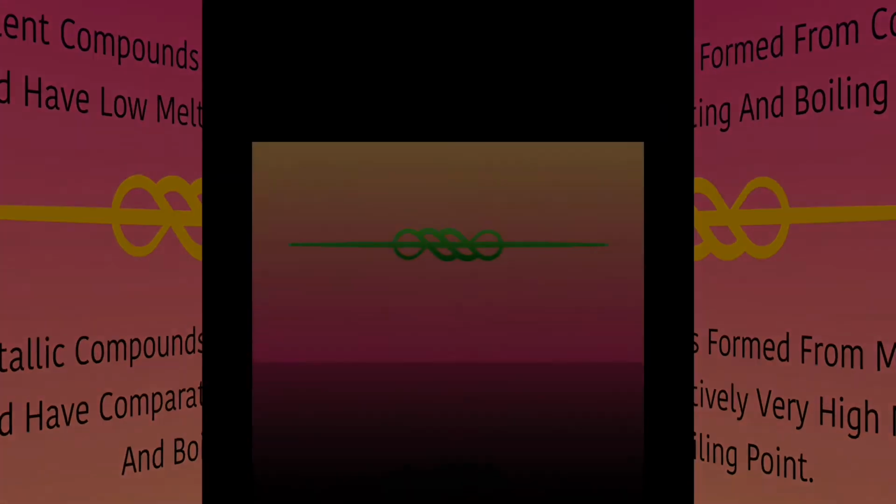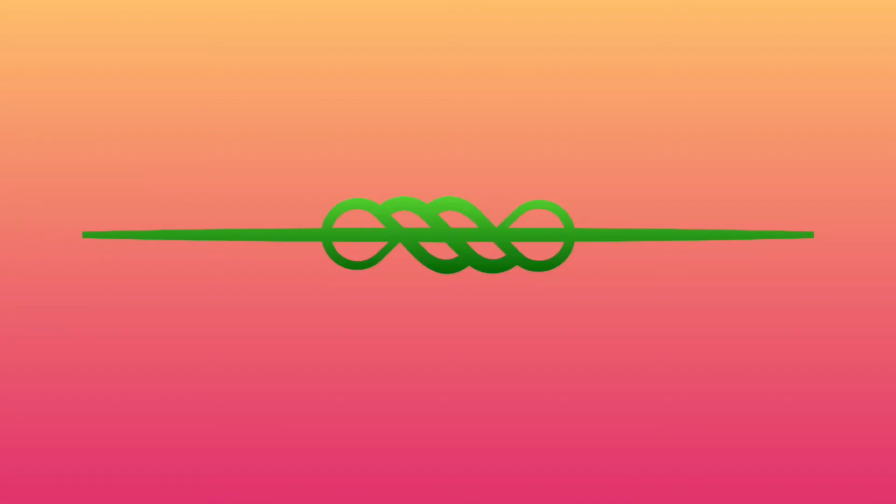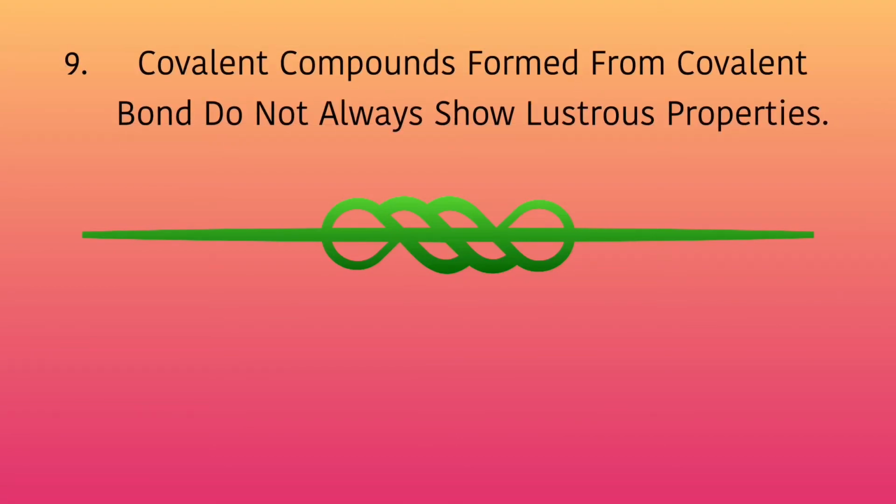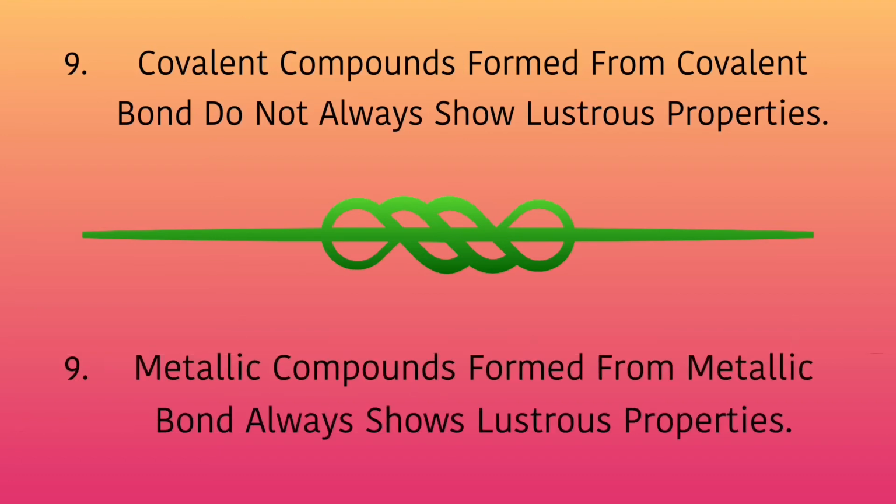Now let us consider the ninth difference between the covalent bond and the metallic bond. The covalent compound formed from covalent bond does not always show the lustrous property, that is the shining property, while metallic compound which is formed from metallic bond always shows the lustrous property, that is shining property.